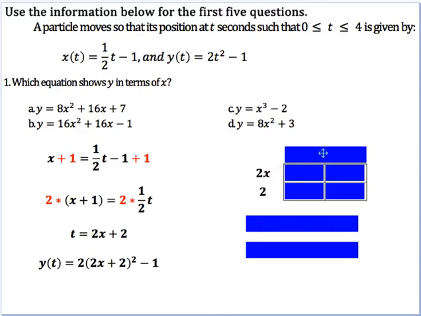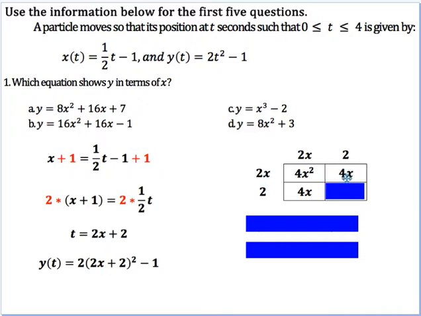And I like the box method, so I'm going to do the box method. So I have 2x and then a positive 2, 2x and positive 2. My first box, I'm multiplying the 2x times 2x, and I get 4x squared. For this box, I get 2x times 2 gives me 4x. Here, for this box, I have 2 times 2x, and I get 4x. And then the last box, I multiply 2 by 2, and I get 4. Now I need to combine like terms. So 4 times x squared is the only term like that.